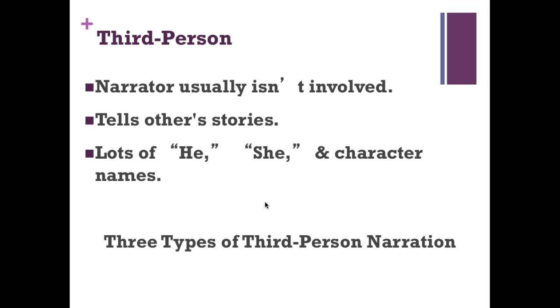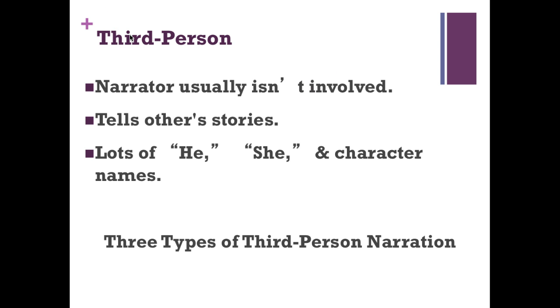Third person is where the narrator usually isn't involved. There are times where they are, like Winnie the Pooh is kind of a case of it, where the narrator is kind of a character, but not really. So it just kind of depends on your perspective. They're usually an omniscient force, someone outside of the characters. They tell other people's stories, and there's lots of he or she in the characters' names.